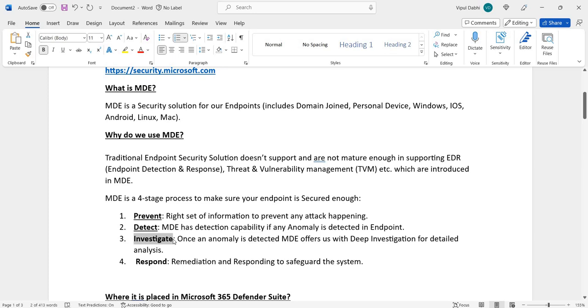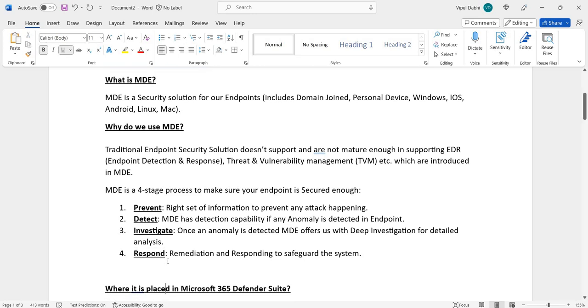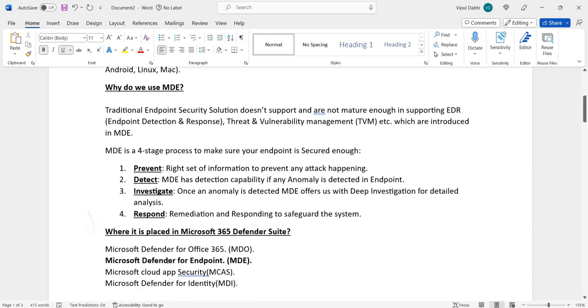Once it is identified, it has to be investigated. So that investigation capability is also there with MDE. Once an anomaly is detected, MDE offers deep investigation for detailed analysis. Then we have the respond mechanism. We need to respond eventually, right? Integration with threat intelligence and other things will help us do the remediation and responding to safeguard the system.